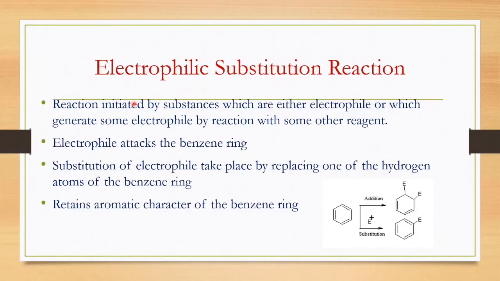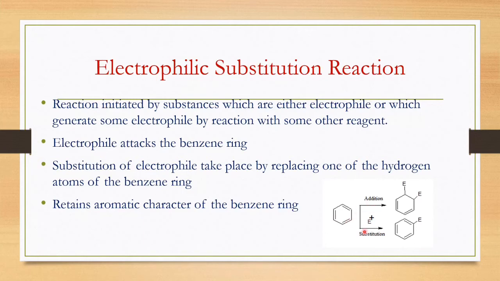Now we will discuss electrophilic substitution reaction. It's an introduction. The reaction is initiated by substances which are either electrophiles, that means electron loving or electron deficient, or which generate some electrophile by reaction with some other reagent. Then the electrophile attacks the benzene ring. Substitution of the electrophile takes place by replacing one of the hydrogen atoms of the benzene ring, and in electrophilic substitution, benzene retains its aromaticity.